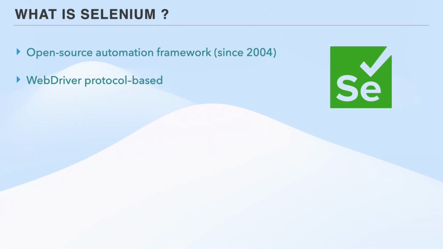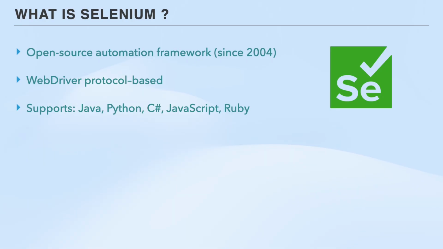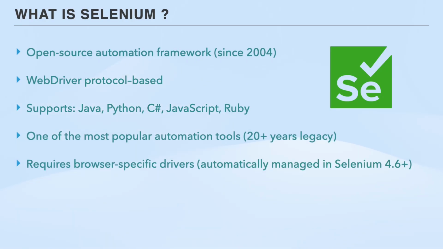Now, let's talk about Selenium, which has been around since 2004, making it over 20 years old. It's the most widely used automation tool globally. So, what is Selenium? Selenium is an open source automation framework that uses W3C WebDriver protocol to interact with the web browsers. It supports multiple programming languages like Java, Python, C Sharp, JavaScript, and Ruby.